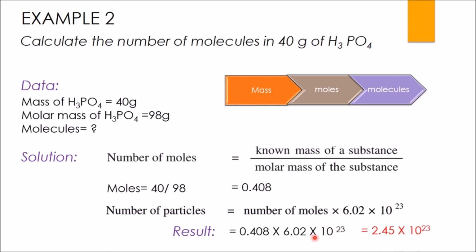Boys, do not get confused with this exponent 23. This remains the same. We will just write the exponent 23 as it is. We just multiply 0.408 with 6.02. That is 2.45. We will write this exponent 23 just like that.